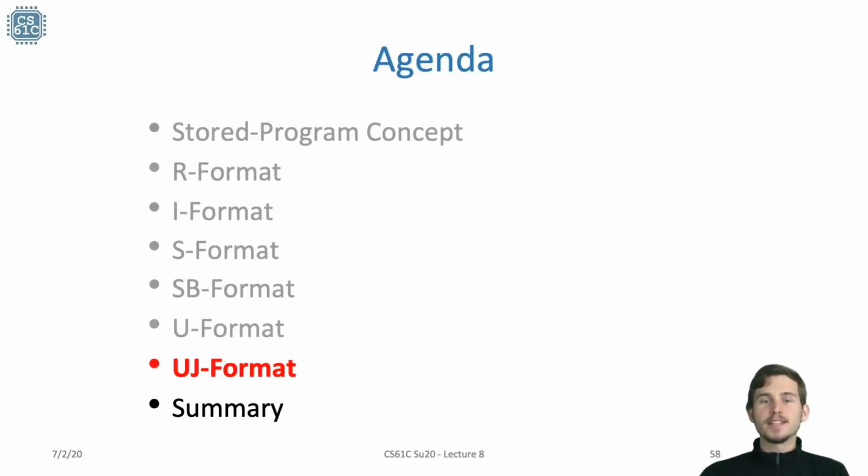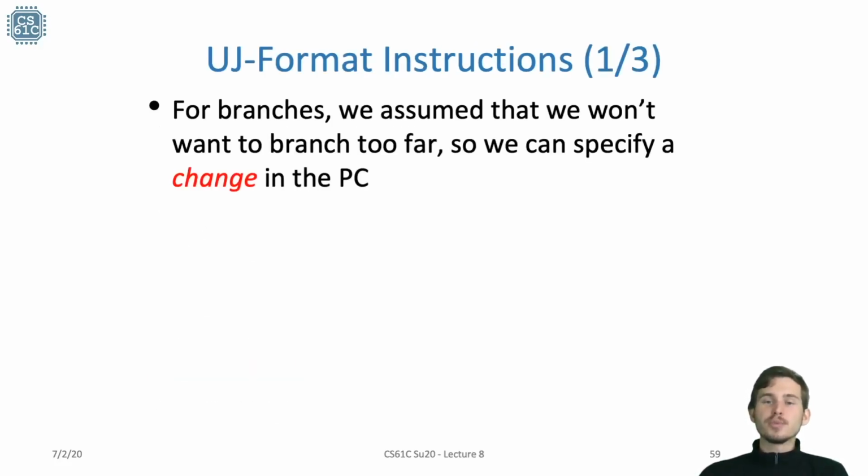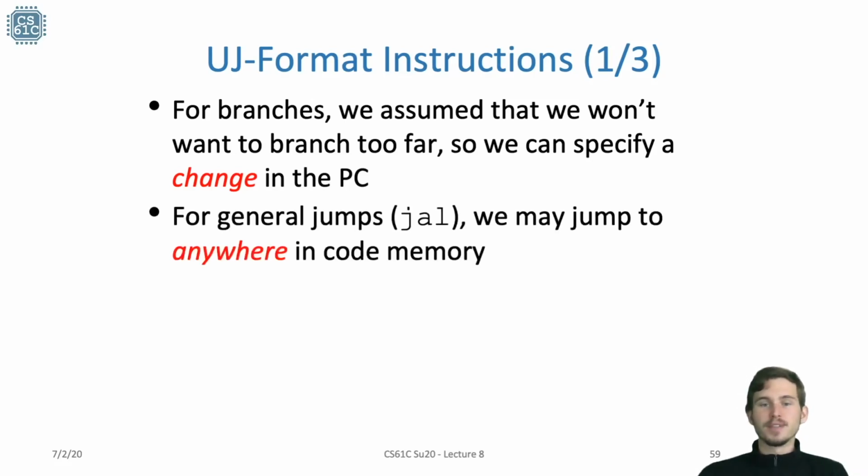So the next topic of today's lecture is all about UJ format instructions. Specifically, we're going to talk about the different jump instructions in RISC-V. So for branches, we actually assume that we won't want to branch too far, so we just specify a change to a PC, so it's relative.